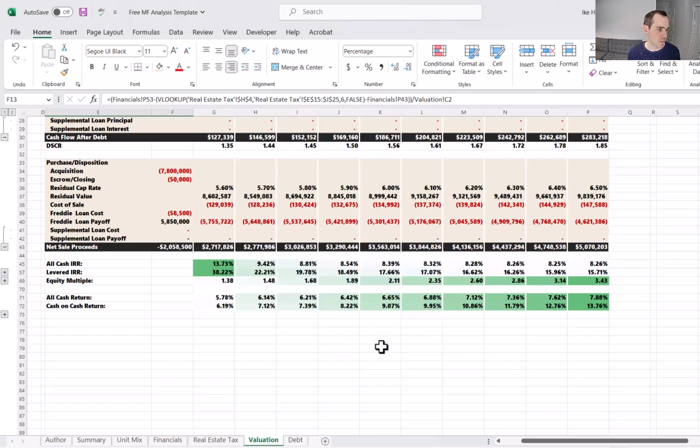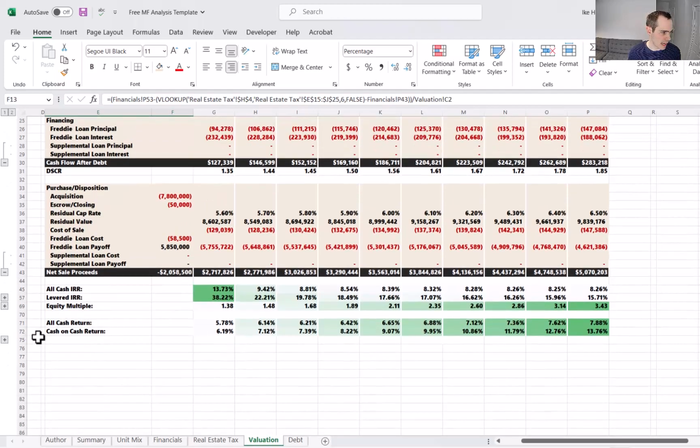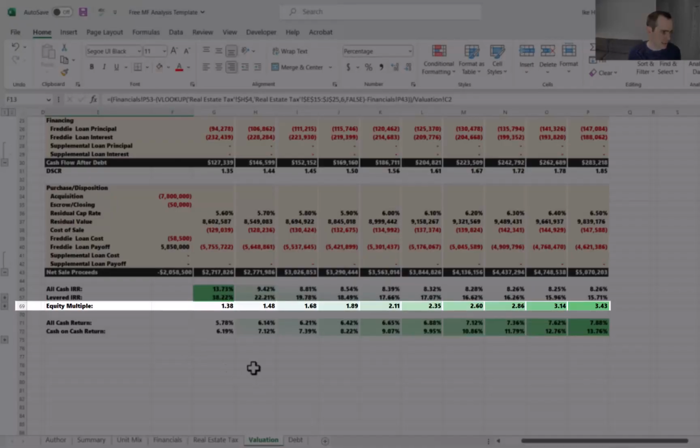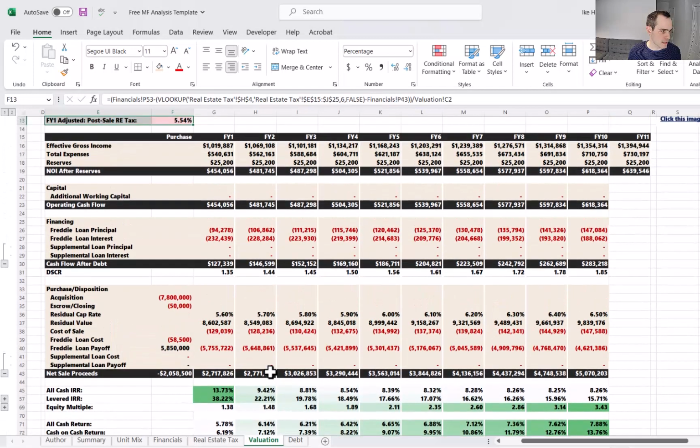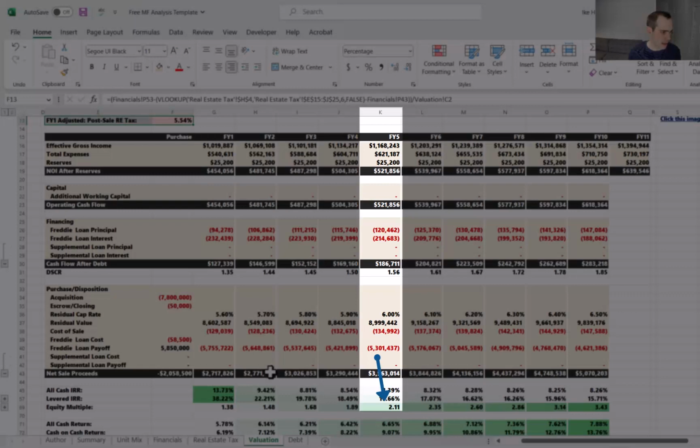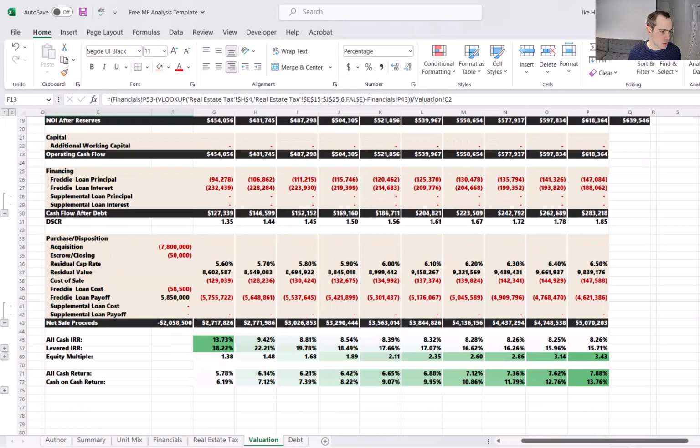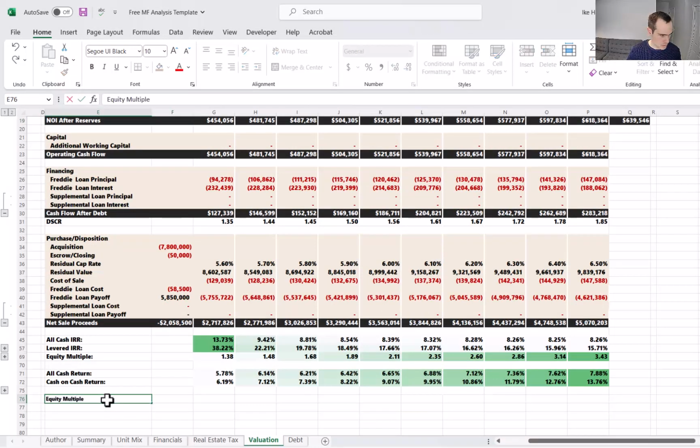If we go into Tactica's free template model, you can see that we summarize the equity multiple in row 69. And let's focus on the equity multiple in year 5, so in column K. And let's go ahead and make a manual calculation just to show you how it works. So if we come down here, we'll say equity multiple in year 5. And first, let's just collect all the cash flow that we received during the 5-year hold, and then we'll collect the sale proceeds.